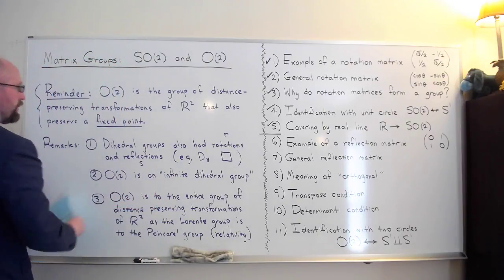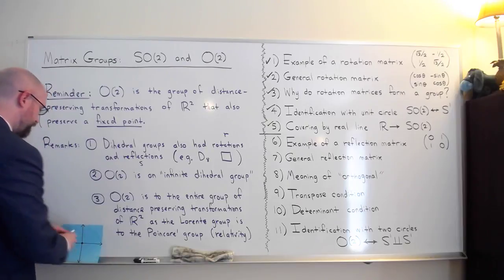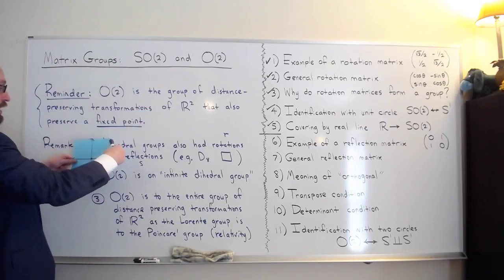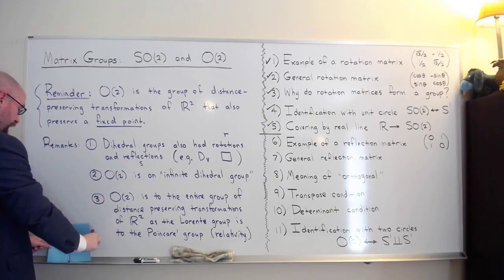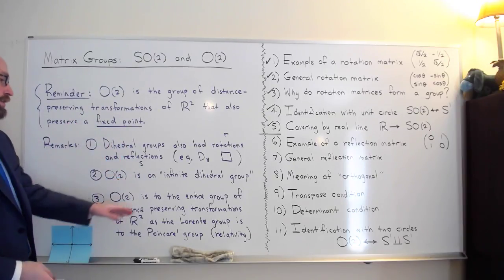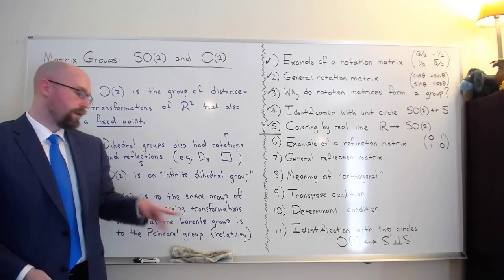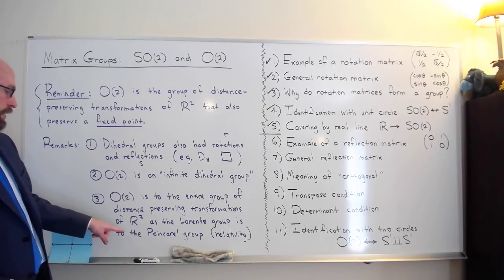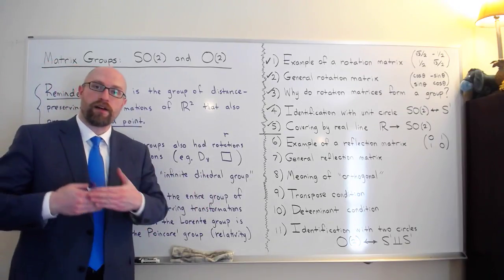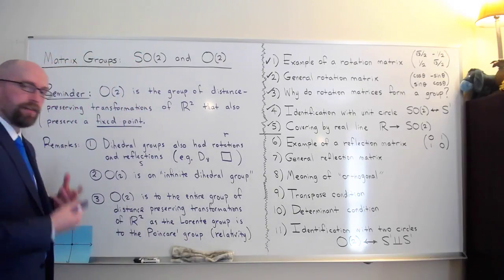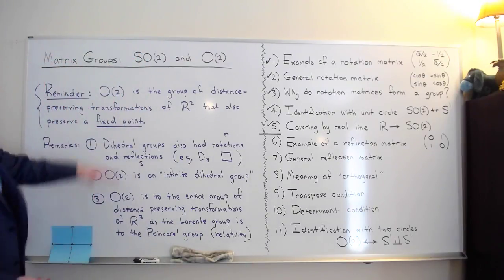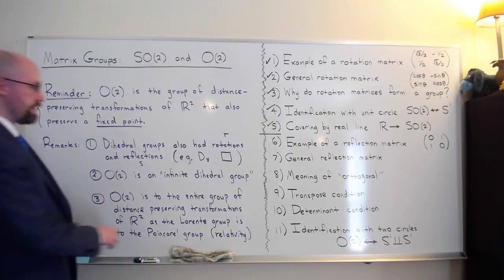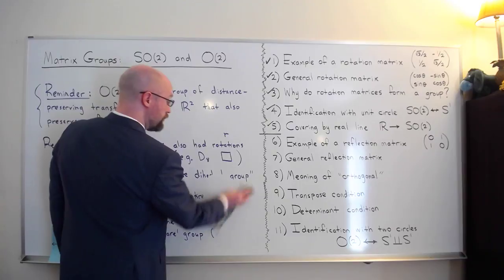I just wanted to point out that the difference between allowing translation as well as rotations and reflections is the same sort of idea as restricting to the Lorentz group versus allowing the whole Poincaré group, which allows translations as well in the context of space-time. And that's all I will say about that here. Okay, so those are just some preliminary remarks about the orthogonal group.